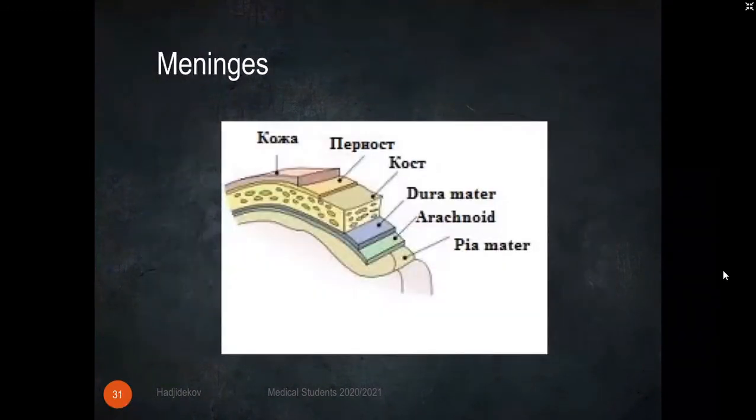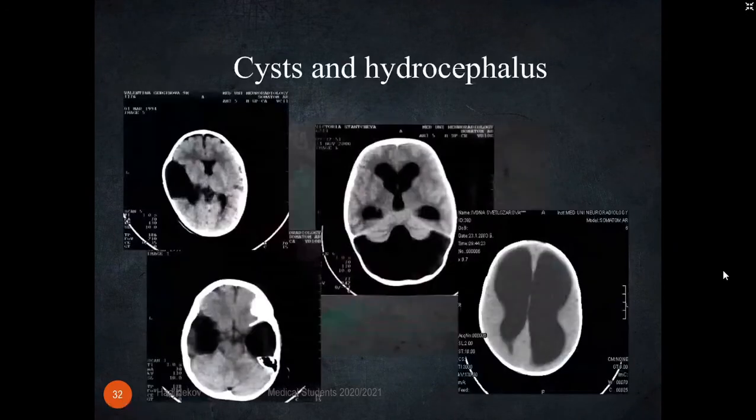So we are passing to the meninges. Meninges are arachnoids, dura mater, and pia mater, which are just below the bones. This is the bone here, and the three types of meninges. And then you have the periost and the skin.